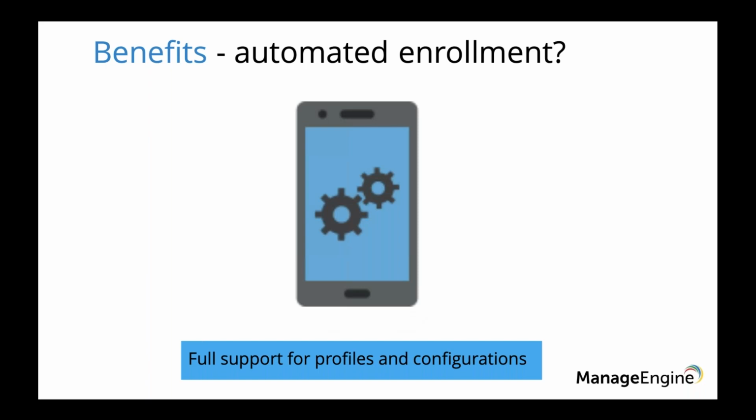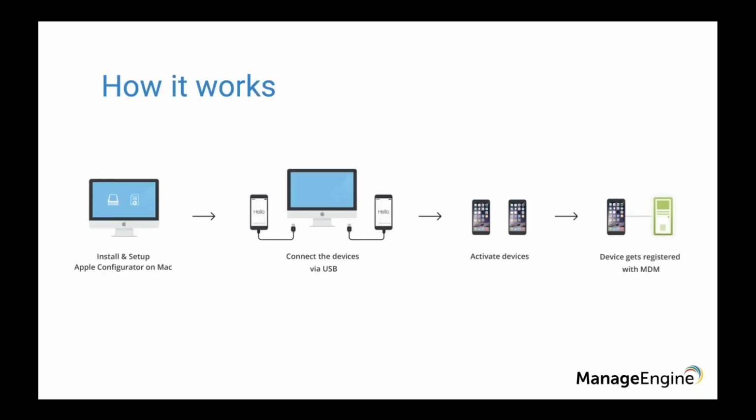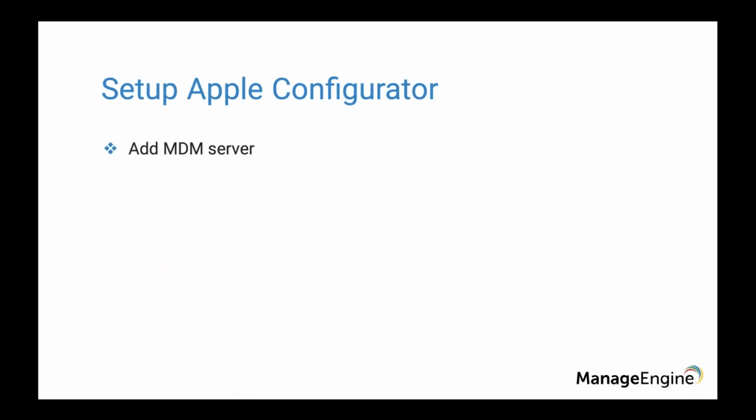So these are the benefits of going for automated enrollments. So let's dive into our first enrollment, which is Apple Configurator. Apple Configurator is where you have your Apple Configurator application on a Mac machine. You connect the devices via USB, and you then apply something called the blueprint. So this would activate the device, and the devices would be registered with the MDM solution.